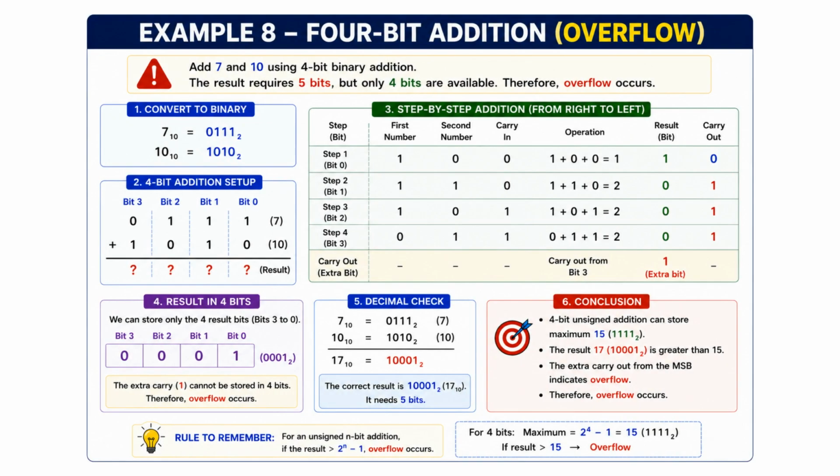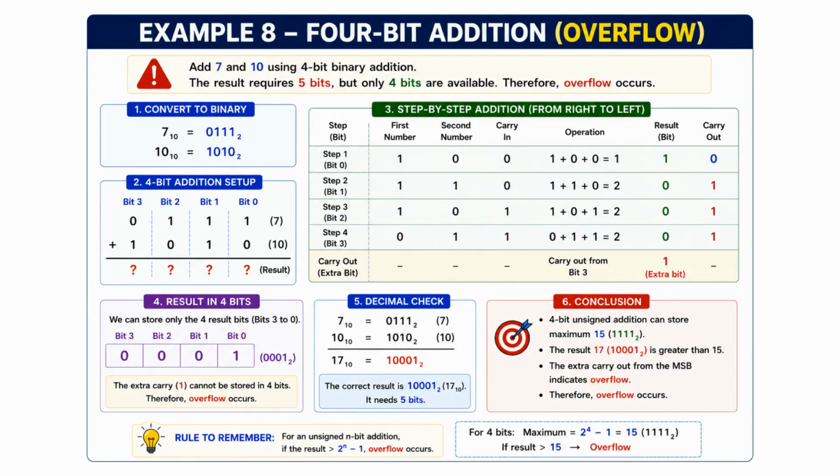This time, we are adding 7 and 10. First, convert both numbers to binary. 7 becomes 0111, and 10 becomes 1010. Now, add the binary numbers, starting from the rightmost bit. The correct binary result is 10,001. Let's check the decimal values. 7 plus 10 equals 17, and 17 in binary is 10,001.